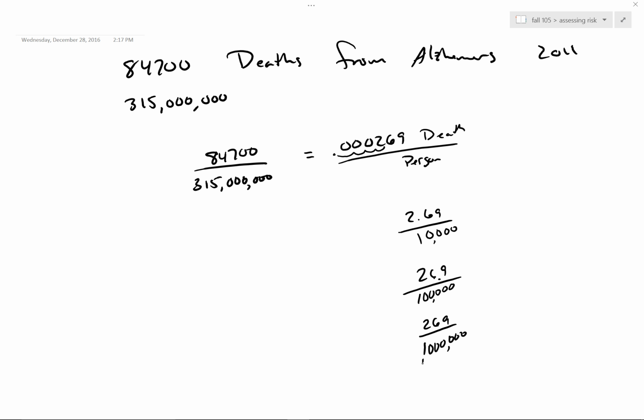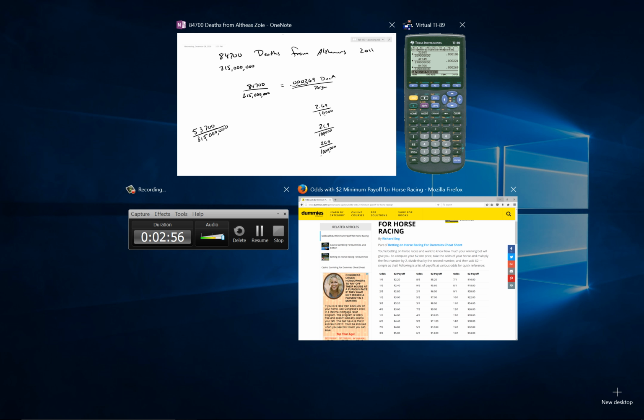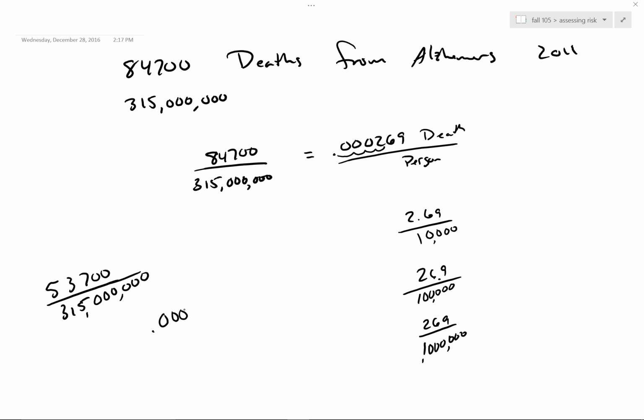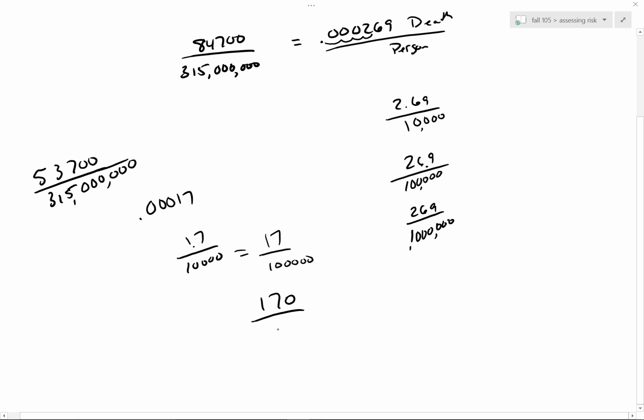Now, let's compare that to something else. Where else could we have deaths from? Now, clearly, the one about flu and pneumonia is 53,700. Well, obviously, you're more likely to die from Alzheimer's than you are from the flu or pneumonia. Clearly, anyone can see that, because this is clearly a bigger number. However, we can also express this as a rate per thousand or million or whatever we want. So 53,700 gives 0.00017. So 1.7 per 10,000, 17 per 100,000, or 170 per million.